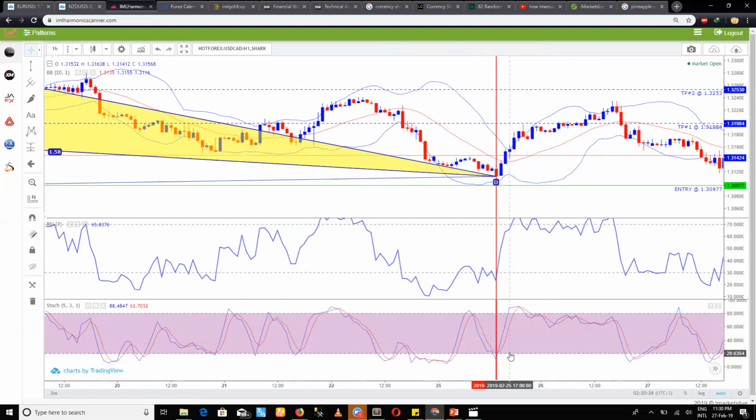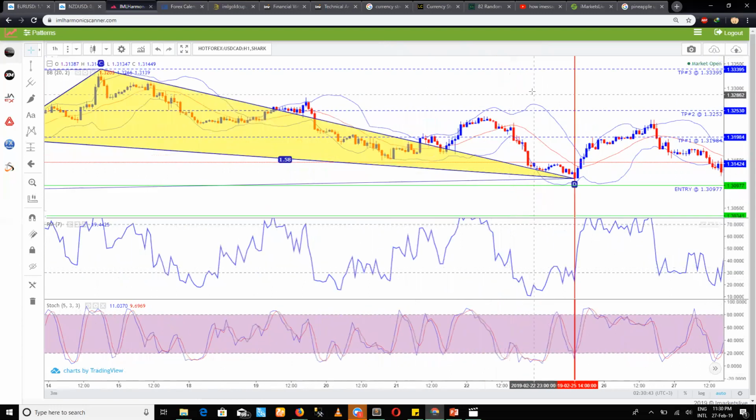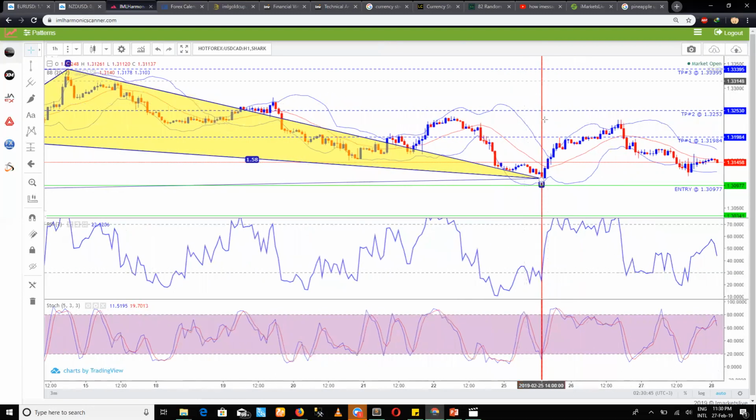Now with stochastic, what we want to see is the blue line coming on top of the red. When it's a buy, you want to see the blue crossing the red and coming on top. When it's a sell, you want to see the red line coming on top of the blue. So basically that is what you want to see. You can see we have all of our 3 confirmations in line.